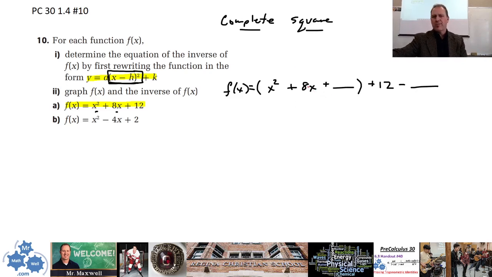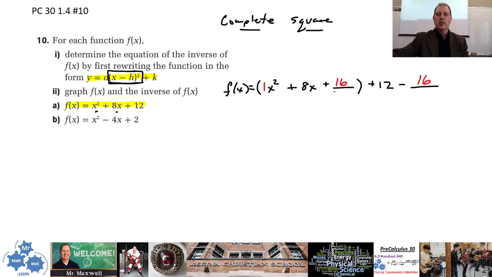So how do you do this? Easy. As long as this is 1, and this has to be 1, you have to factor that number out if it's not. But as long as this is 1, you take half of this b term, which is half of 8, is 4, and you square it. So you get 16 there. See that? And so now this is a perfect square trinomial. But wait, we've added 16 to this equation, so I have to subtract 16.